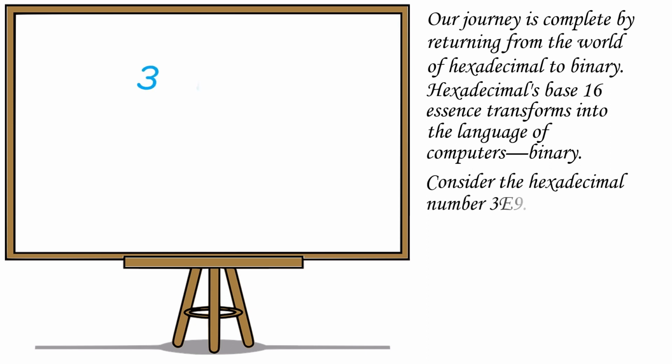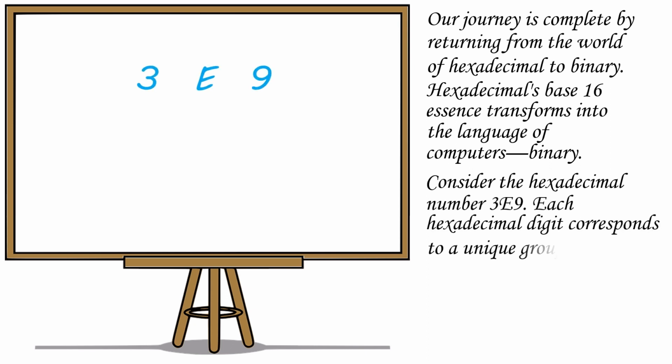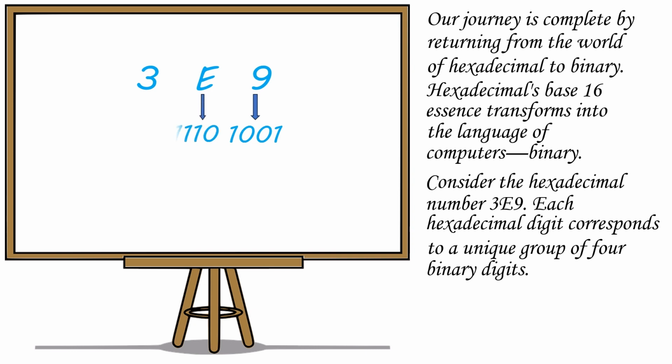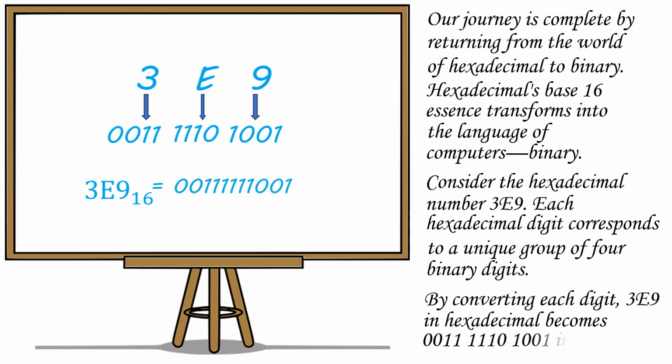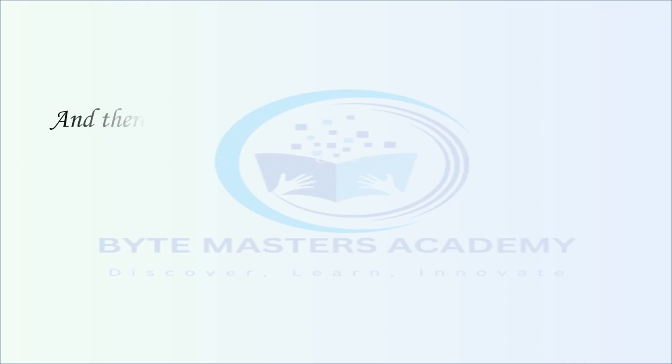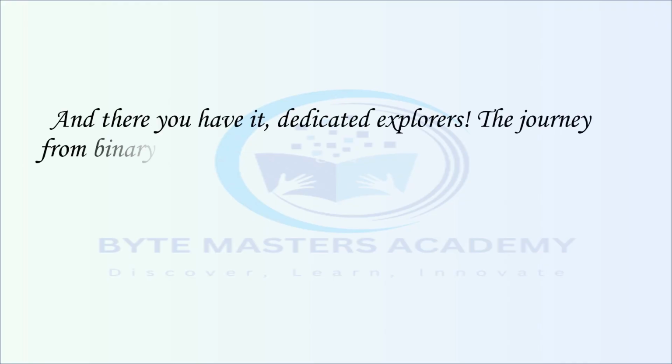Consider the hexadecimal number 3E9. Each hexadecimal digit corresponds to a unique group of 4 binary digits. By converting each digit, 3, E, 9 in hexadecimal becomes 0, 0, 1, 1, 1, 1, 1, 0, 1, 0, 0, 1 in binary. And there you have it, dedicated explorers.